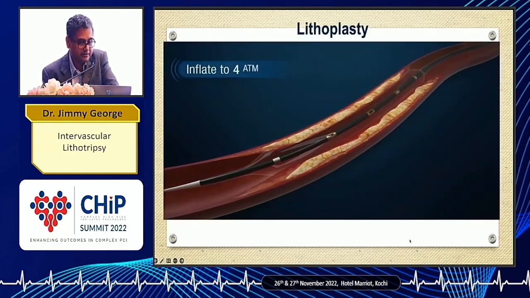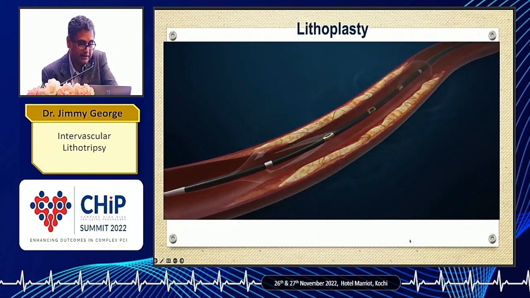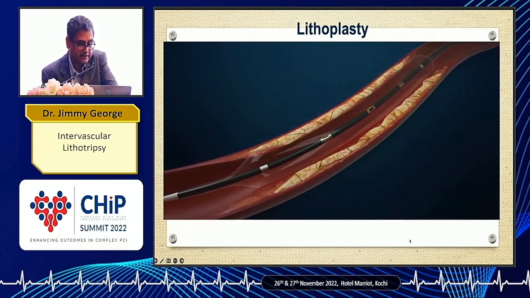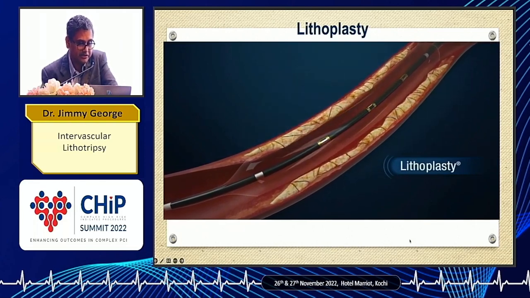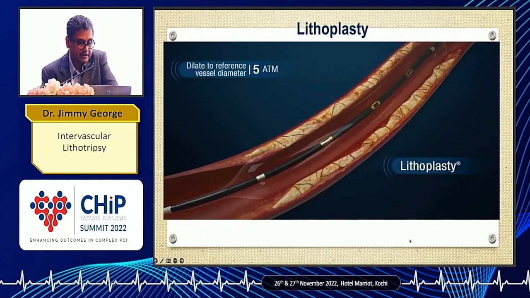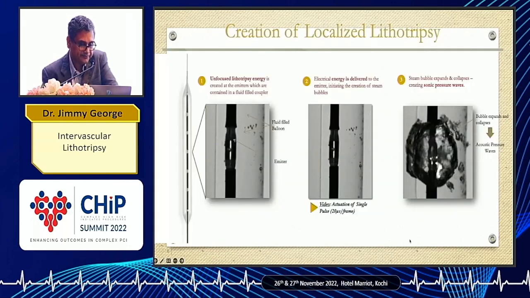So intravascular lithoplasty or the shockwave balloon is something like this. It's a 12 mm balloon with 2 emitters which emit shock waves which can cut the calcium but not injure the intima.